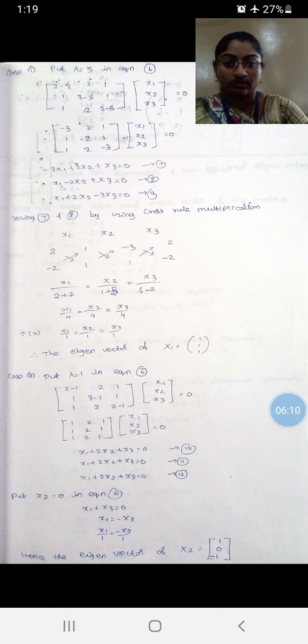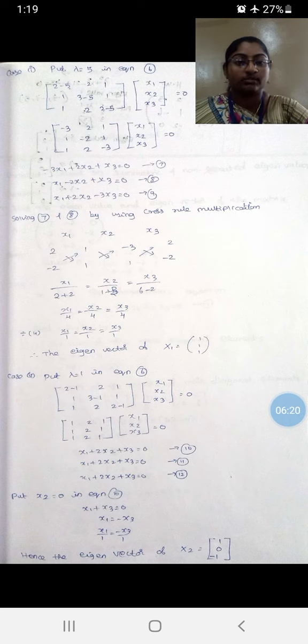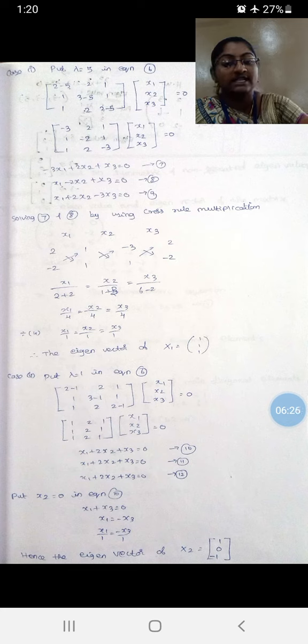Using the cross rule multiplication, I get x1 divided by 2 plus 2, x2 divided by 1 plus 3, x3 divided by 6 minus 2. While solving this, I get all my denominators as 4. So you can divide this by 4. I get 1, 1, 1. Hence the eigenvector X1 equal to 1, 1, 1. Hence we solved for lambda equal to 5.